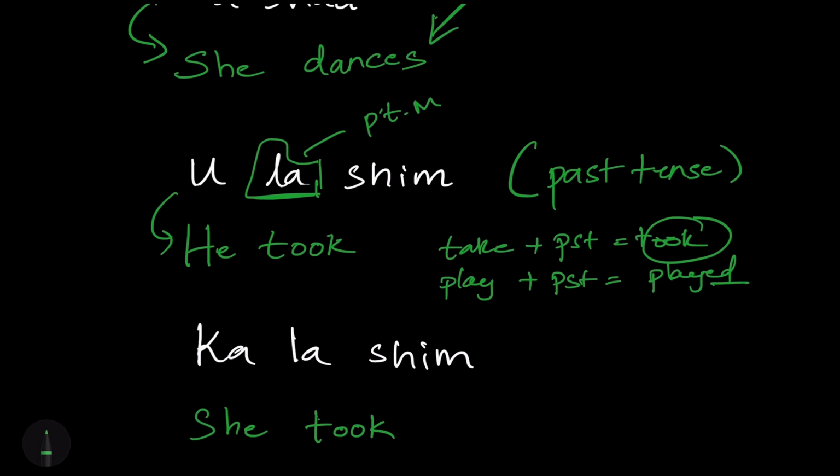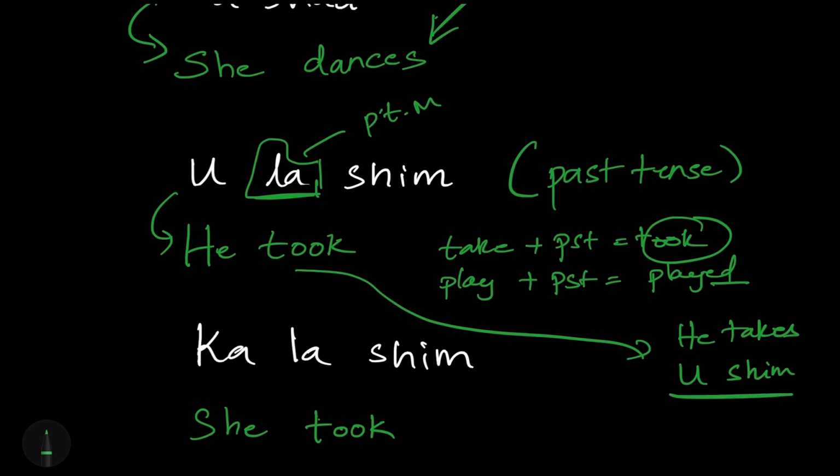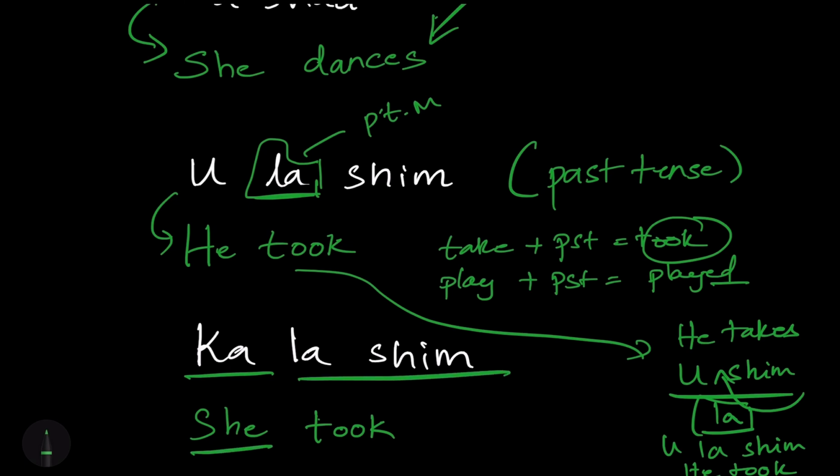If you want to say he takes, for example, it will simply be u shim. This is a very easy method in Khasi because we just add la in between to become a past tense. So if you want to make it past tense, it will be simply u la shim, means he took. Let us go to ka. Ka is she, la shim again, as I said, took. It's the same thing.